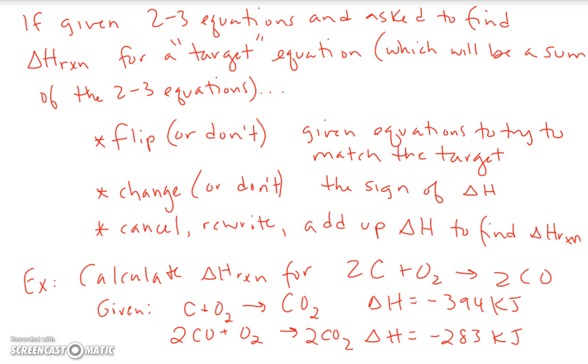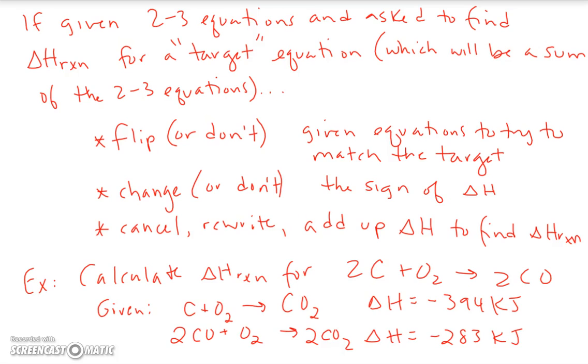Now, if you are given 2 to 3 equations, and then you are asked to find the delta H of the reaction for a target equation, that target equation will be a sum of the 2 to 3 given equations. So to do this, you either flip or you don't flip the given equations to try to match the target equation. If you flip the equation, you will change the sign of delta H. If you did not flip the equation, you leave the sign of the delta H as is.